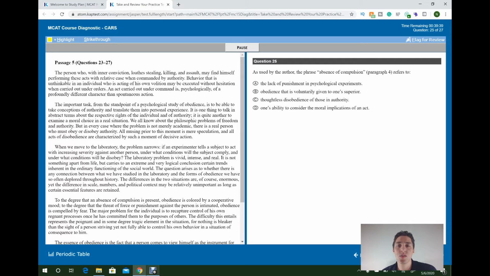Question 25, as used by the author, absence of compulsion, paragraph 4. So I'm going to write P4. Absence. Maybe I'll write like COMP for compulsion. Okay.